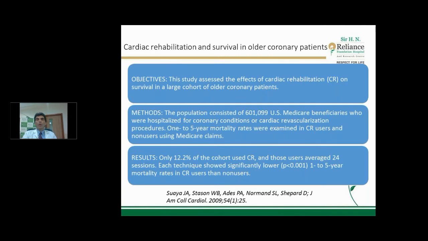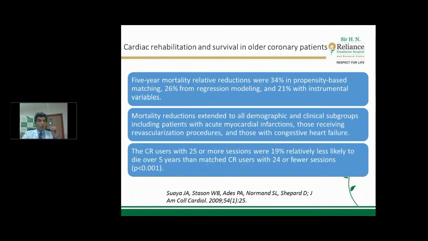Let me present you just one or two more studies. This one is looking at 600,000, 6 lakh US Medicare beneficiaries. I'll just sum it up for you. I won't go through the whole study in detail. Essentially what they found is that those Medicare beneficiaries who underwent cardiac rehab had relative risk reductions of about 34% compared to those who did not undergo cardiac rehab. And again, those who did more than 25 sessions of cardiac rehab had a much lower risk compared to those who did fewer sessions.